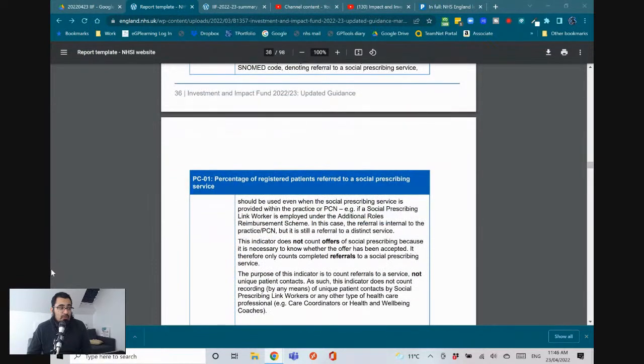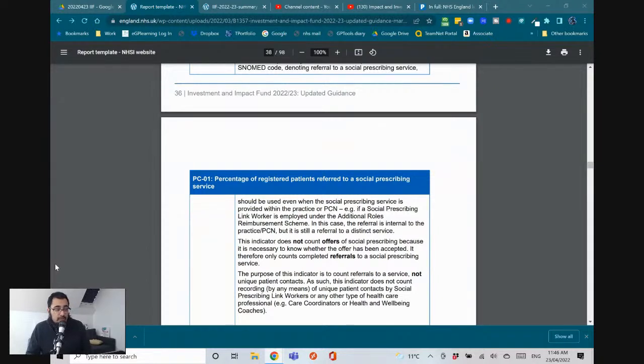The indicator does not count offers of social prescribing because it's necessary to know whether the offer has been accepted, and it therefore only counts completed referrals to social prescribing. So important to note that if you refer a patient to a social prescribing service, that doesn't count on its own. There has to be some sort of processing afterwards and engagement with the patient to see what they then wanted. So if the patient then contacts the social prescriber and says, actually, I don't want that service, I would understand that they've had that referral, they've had engagement, and therefore that should count. Whether NHS England agrees with that, I don't know.